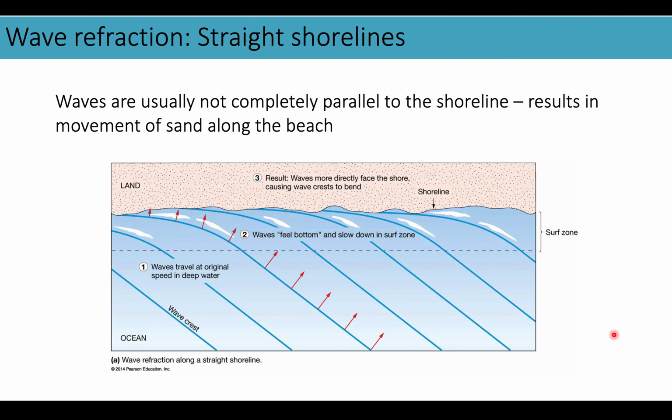If we look at a straight shoreline, so here is our shoreline. It's straight, but our waves are coming in at an angle. This is actually going to cause movement of the sand. The sand on the beach is going to be pushed along the shoreline. So you're going to have movement of your sand, and this wave is going to help deform the way that this beach looks.